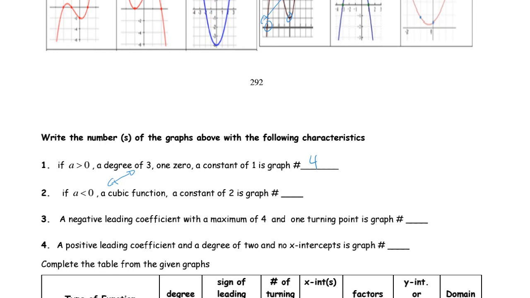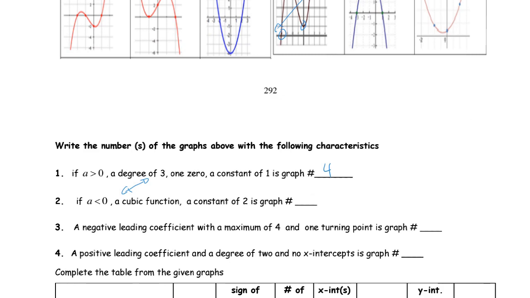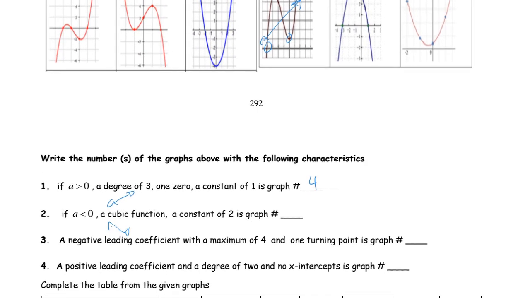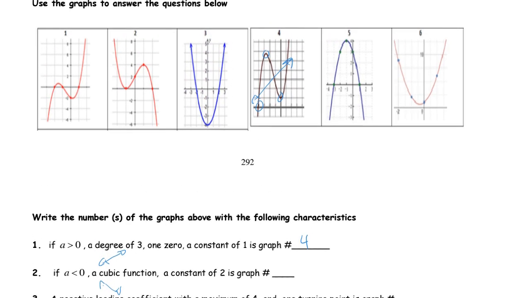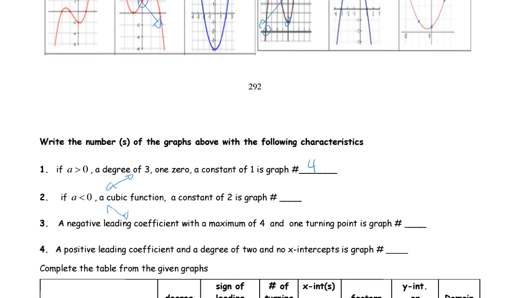2 is a cubic where the leading coefficient is negative, which means it's going to be going down. And then it's got a constant of 2. So a cubic that's going down, well, actually, graph number 2 is the only cubic that's going down, and it turns out it does have a constant 2. It's got a y-intercept of 2 there, so that's just going to be graph number 2.